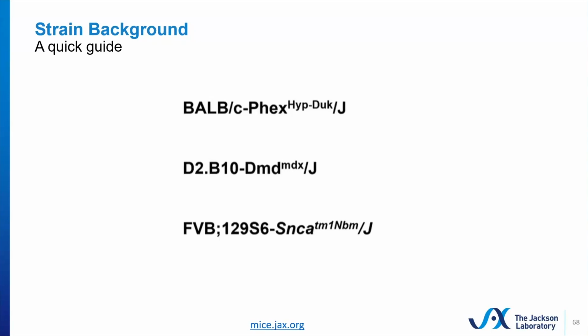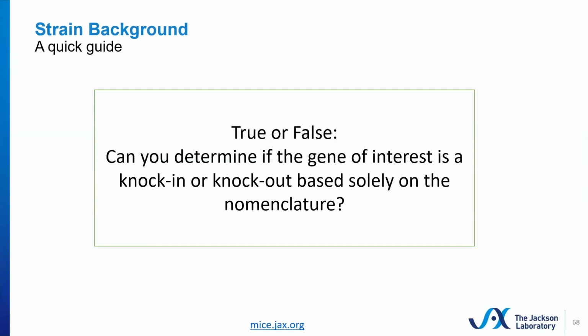Now that we've covered the importance of understanding strain nomenclature, I would like to take the opportunity to ask you all a quick question. True or false, can you determine if the gene of interest is a knock-in or knockout based solely on the nomenclature? So for those of you who said false, that's awesome. For those of you who may have responded true, the reason the answer is false is because nomenclature alone will not give you this information.